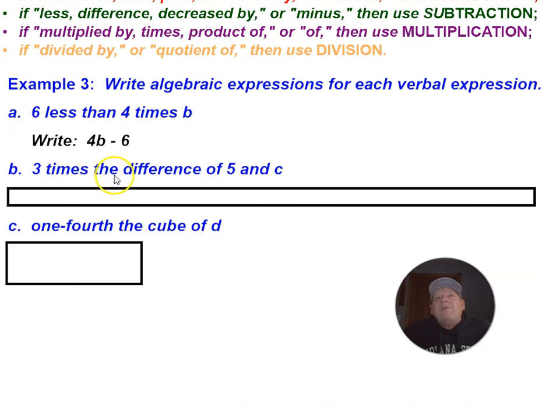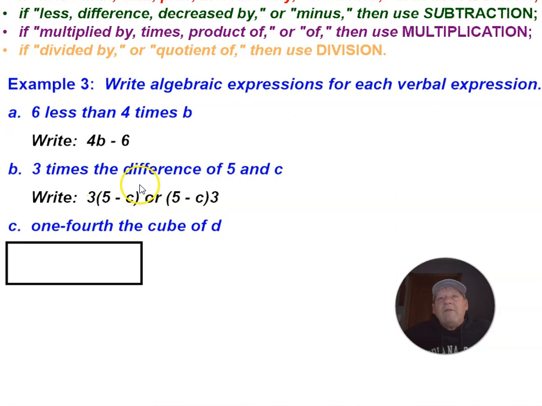For example, 3 times the difference of 5 and c. So we're going to write 3 and then times, multiplication. Here, this one's a little bit harder. Difference of 5 and c. We have to take a difference of 5 and c, which is 5 minus c, but you're going to have to use parentheses around that. So the 3 goes out in front of the parentheses, inside 5 minus c. You could put the 3 over on the right, because it's going to give you the same answer. And in the next lesson, I believe, we will be talking about what property this is called.